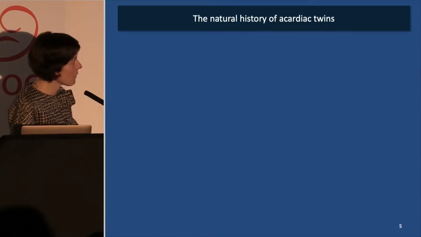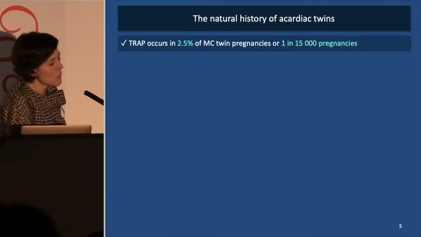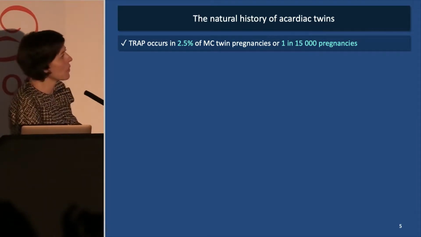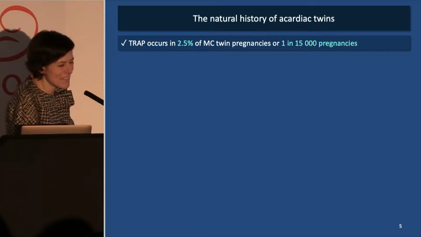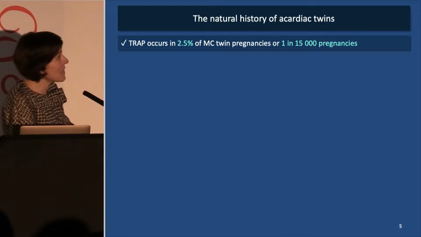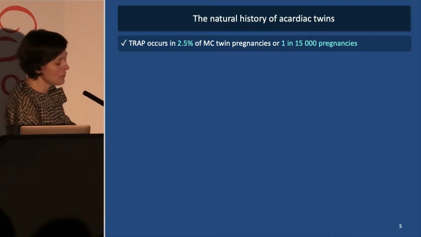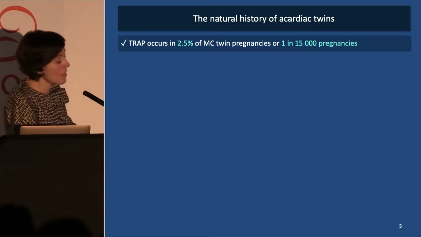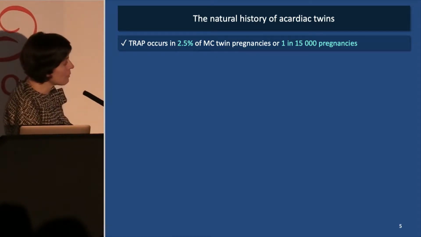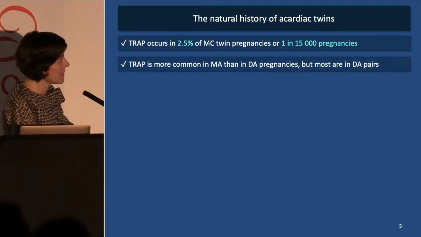and that correlates with poor neurodevelopmental outcome. Now, just on the natural history, in the older literature you find that it occurs in 1% of monochorionic twin pregnancies, but since we now see monochorionic twins already in the first trimester, and we see more acardiac twinning in the first trimester, we know that it's probably a little bit more common. It's 2.5% of monochorionic twins, so 1 in 15,000 pregnancies. So it's half as common as monoamniotic twins, which are 5% of monochorionic twin pregnancies, and we see in 1 in 7,500 pregnancies.